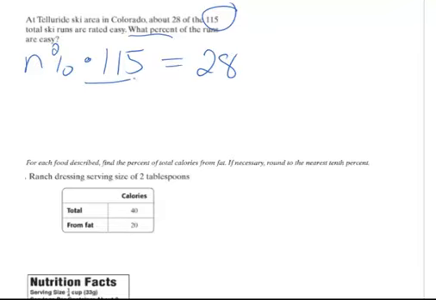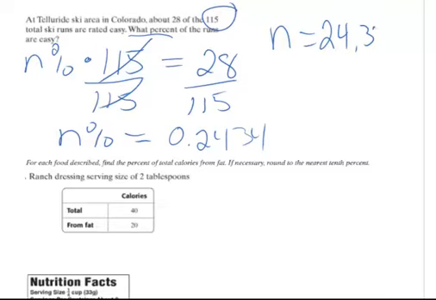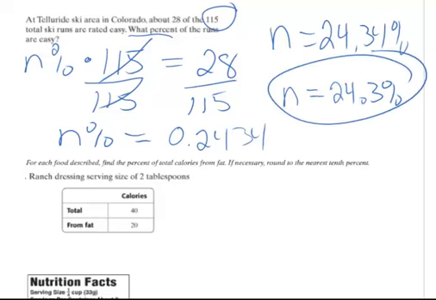All right, so now I want to get my N by itself. Since I'm multiplying by 115, I'm going to divide by 115 on both sides. That's going to leave me with N percent equals, I'm going to take my calculator now, 28 divided by 115, and I'm coming up with 0.2434. So my first step is I'm going to change that to a percent. So that would be 24.34%. If I round to the nearest tenth, that should give me 24.3%.